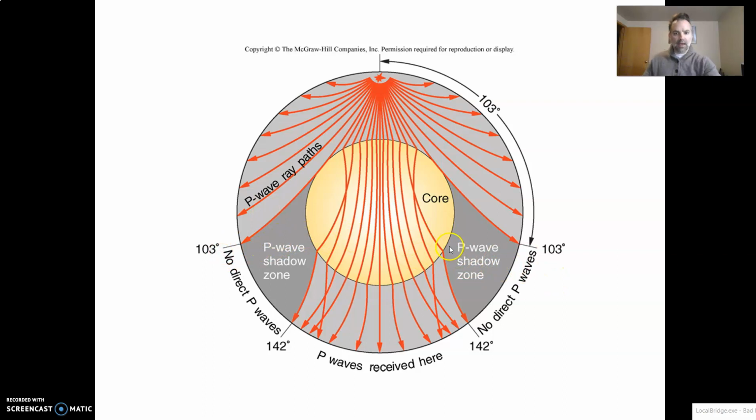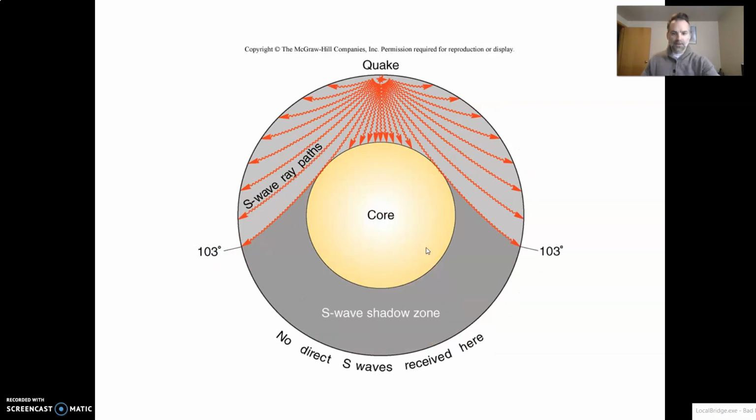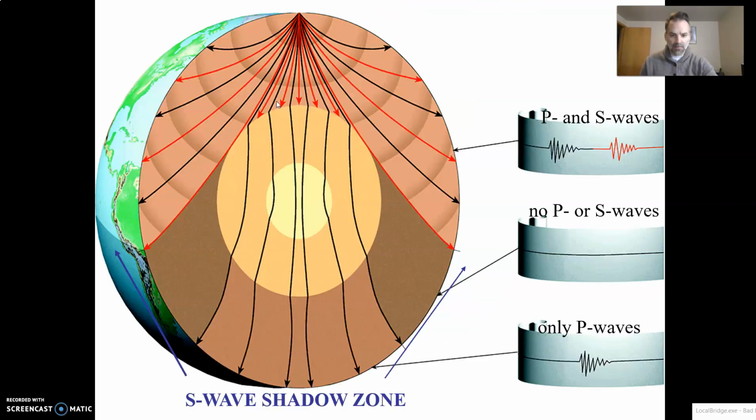Now, if we look at the S wave, or the shear waves, here's an example of what we get with the shear waves. Obviously, there's going to be a huge S wave shadow zone here because the S waves can't penetrate or move through a liquid. So they just go through a solid.